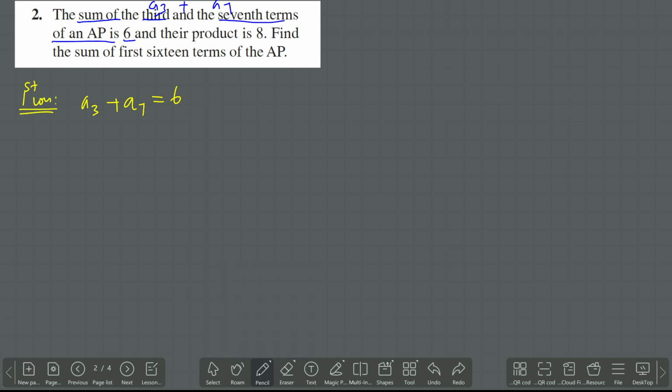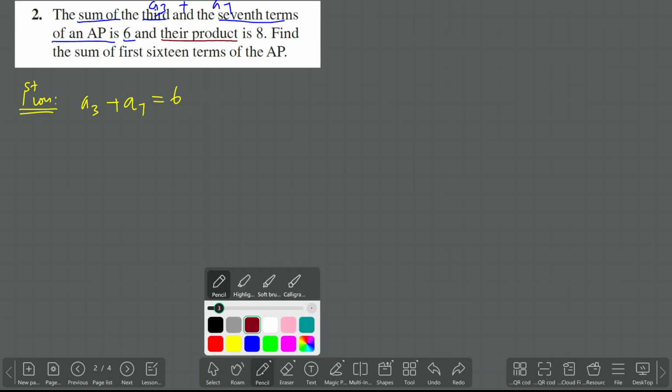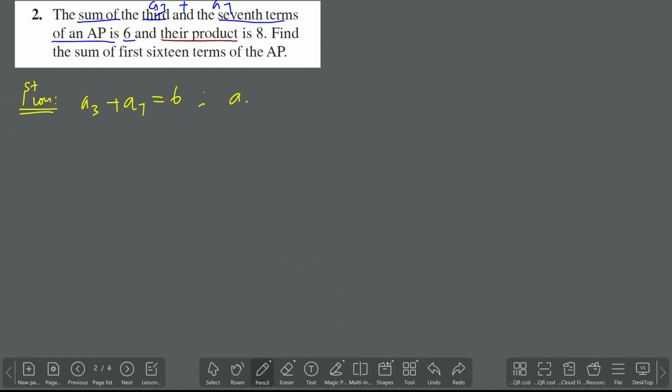And the second condition, what are they telling? Their product is 8. What does it mean? A3 multiplied by A7 is 8. Second condition. Now it's given: find the sum of the first 16 terms of the AP.